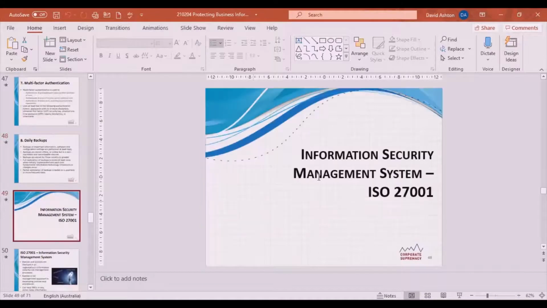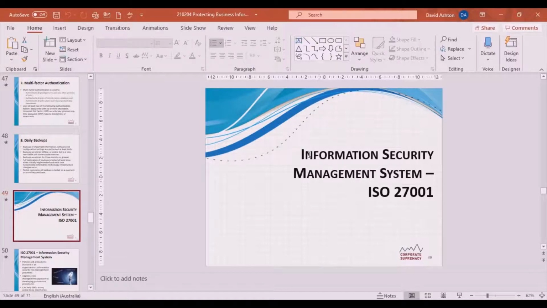So now we're going to look at the management of all this. We've identified all our risks, we've identified some legislation that we've got to comply with, and we've had a look at the essential aid and some of the mechanisms that we can take from that to protect our information. This next section is focusing on information security management system, ISO 27001.